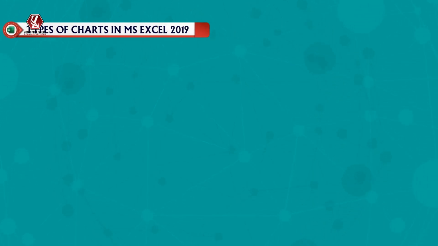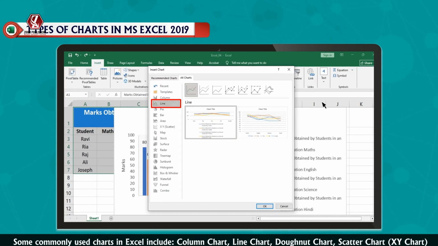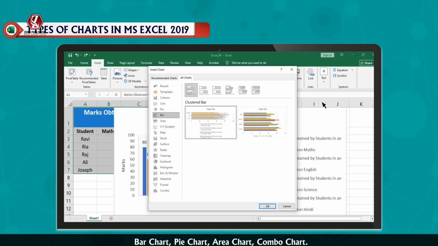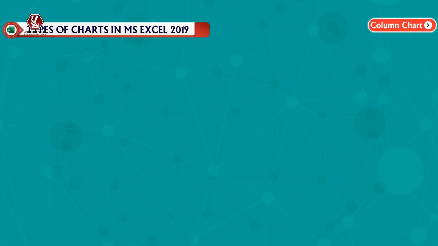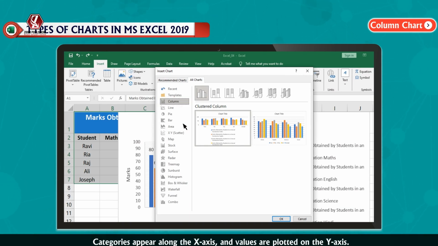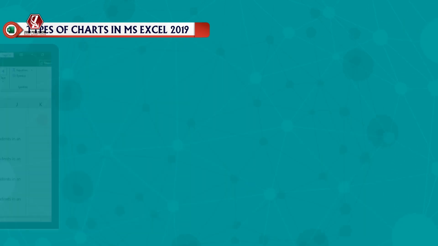Types of charts in Microsoft Excel 2019. Some commonly used charts in Excel include column chart, line chart, donut chart, scatter chart or XY chart, bar chart, pie chart, area chart, combo chart. Column chart. A column chart is ideal for comparing values among different categories or showing changes over time. Categories appear along the x-axis and values are plotted on the y-axis. Column charts make comparisons clear and easy. For example, marks obtained by students in different subjects can be shown effectively using a column chart.